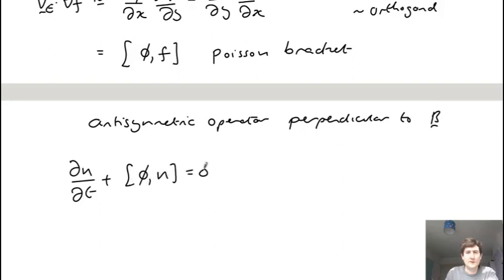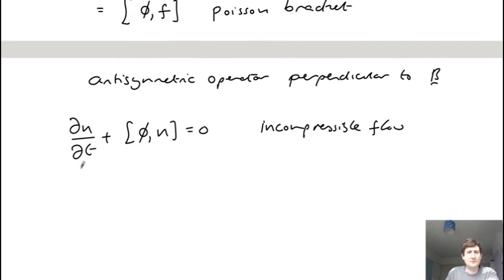And in the case where it's incompressible, the E cross B direction just becomes this. So this is for incompressible flow, in which case, if you want the density to be conserved, then we need that the integral over the whole volume of this is equal to 0.